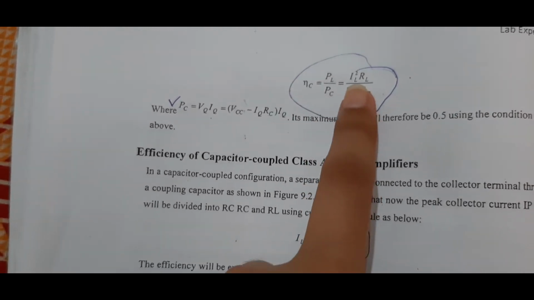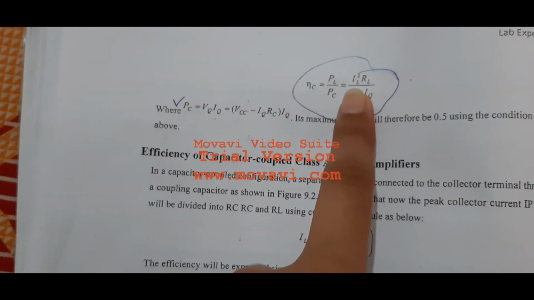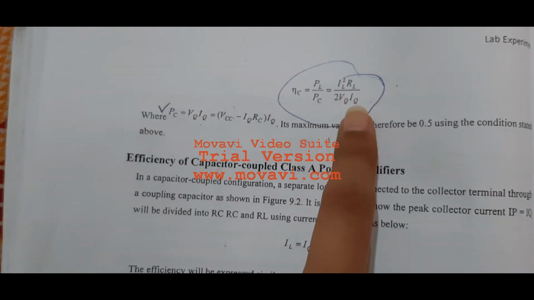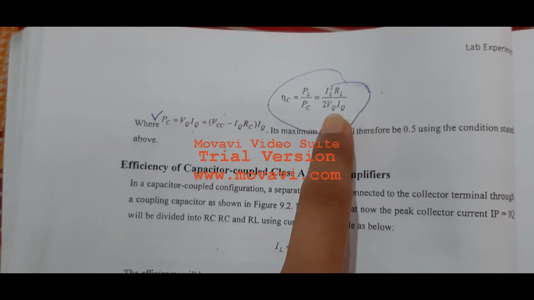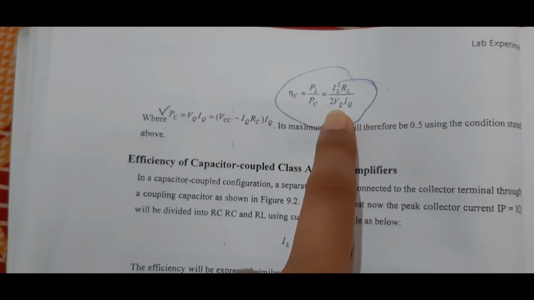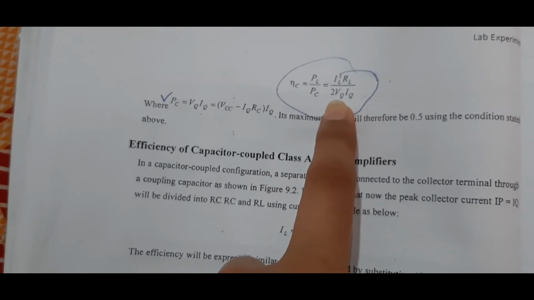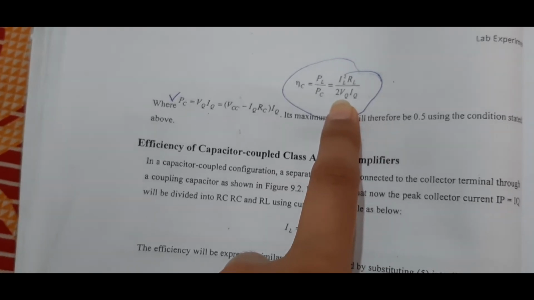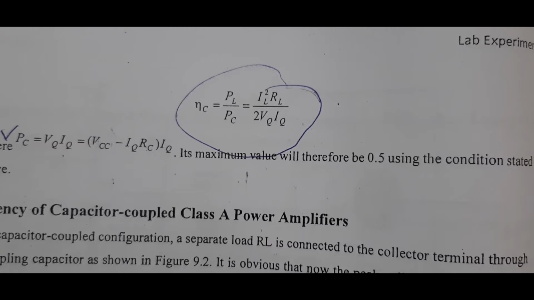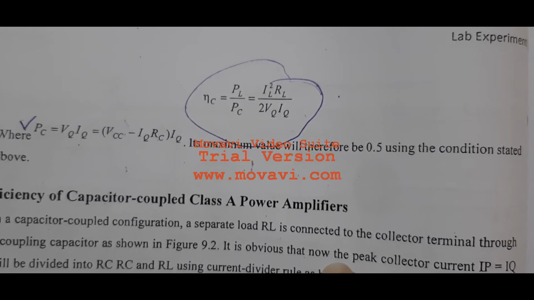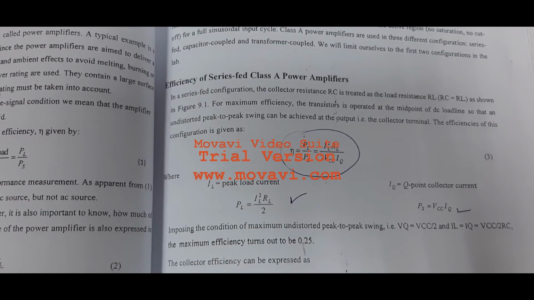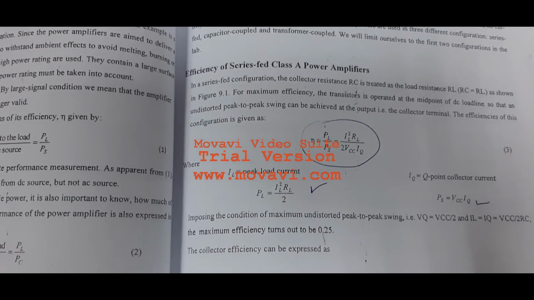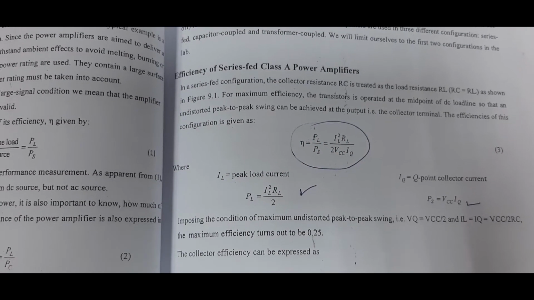According to this formula, IL is the current delivered to the load when the AC signal is applied, and IQ is the DC Q point current. Here, instead of VCC we are using VQ, which is the voltage across the collector and emitter terminals, and the maximum value of this will be 0.5, which is given by this formula.